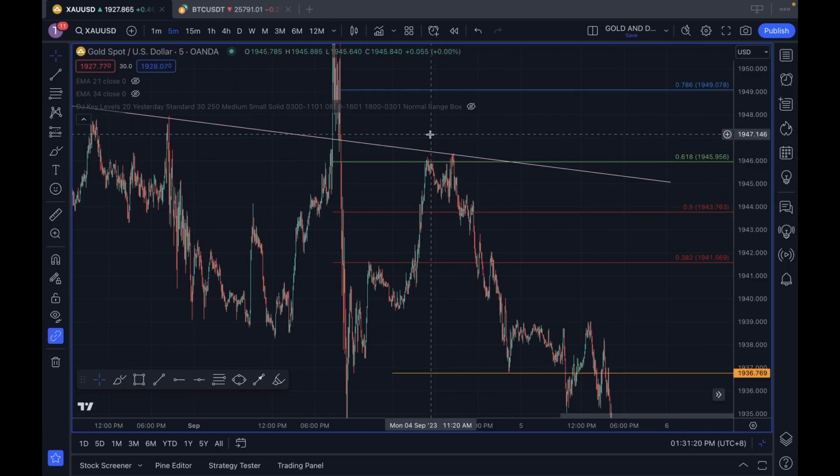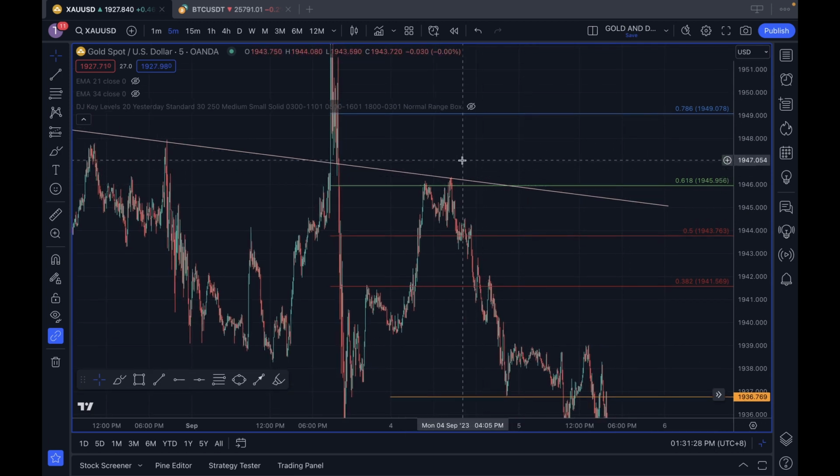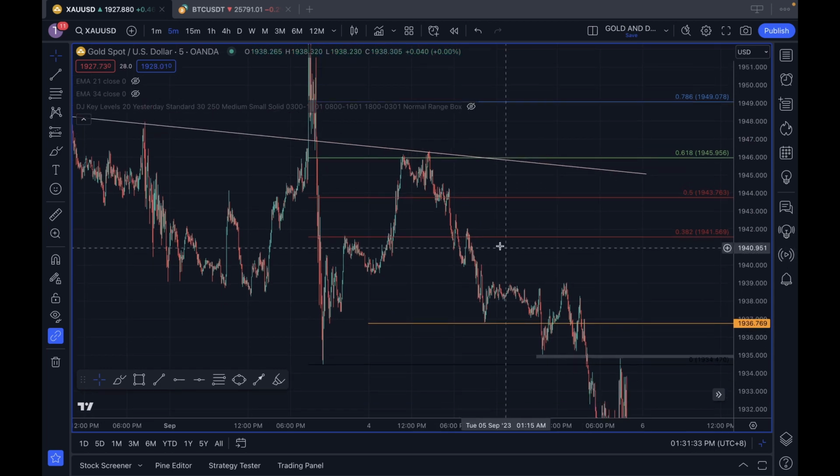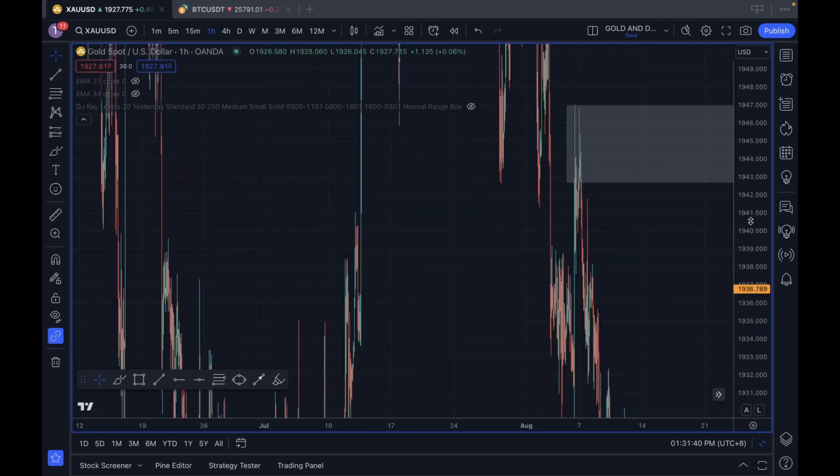My stop was just above these highs at 1948, 1947, because if price pushes back up again, it means the pullback is not done and my trade is invalidated. So that is how I entered on the 5 minute chart for gold. I held longer because, zooming out to the H1.